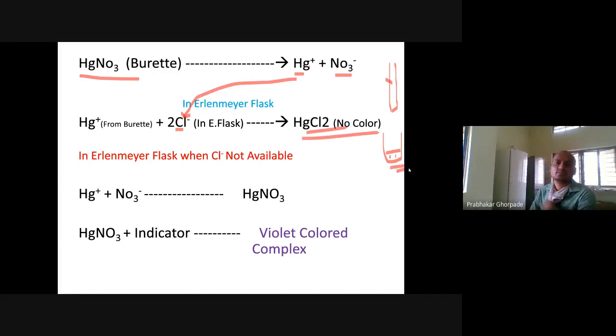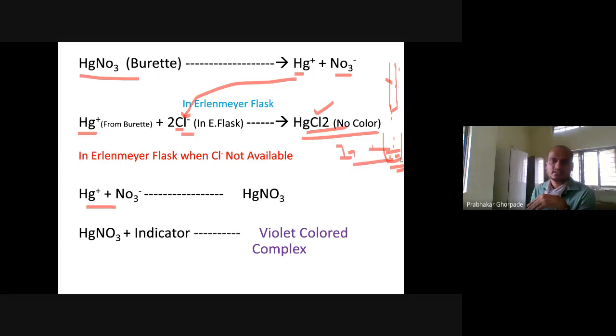Whenever mercuric chloride is there in this flask, for example, we have added an indicator. When mercuric chloride is forming, no color is there. Color appears only when mercuric nitrate combines with this indicator. But what is happening? We are putting mercuric nitrate from here drop by drop, but the mercury is combining with the chloride, and instead of mercuric nitrate in the flask we are getting mercuric chloride, and after some time the chloride is over.